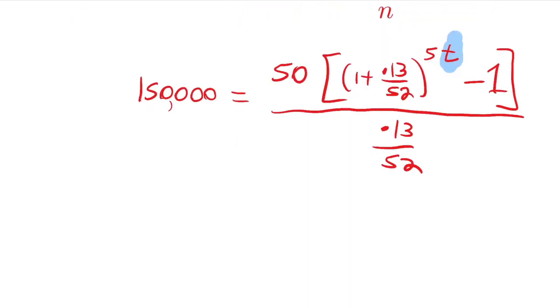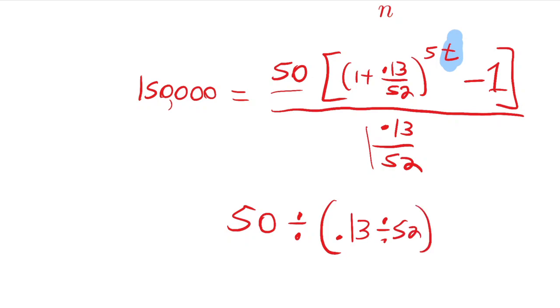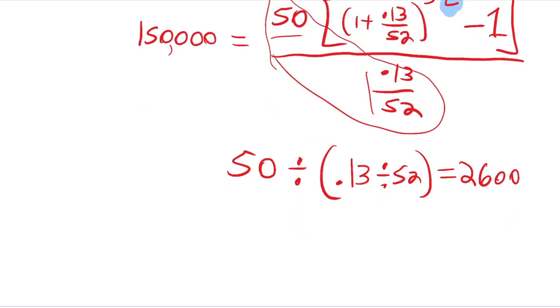So what I'm going to do is divide 50 by the fraction 0.13 over 52. On a calculator, I'd type 50 divided by, and then parentheses 0.13 divided by 52. This would give me 2,600. Actually, this is 20,000 is what I should say. So when I do this on the calculator, I get 20,000.